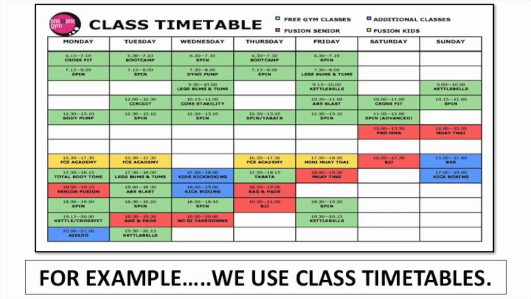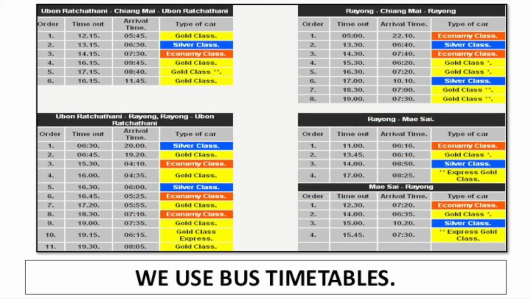But there are other types of timetables too. We use bus timetables. Yes, if we want to go on a trip to other places, sometimes we take a bus or a train, and we need to know what time the bus or the train will leave and what time it will arrive in the other place. And here's an example here. So we've got a timetable for Rayong, Chiang Mai, and then back to Rayong.